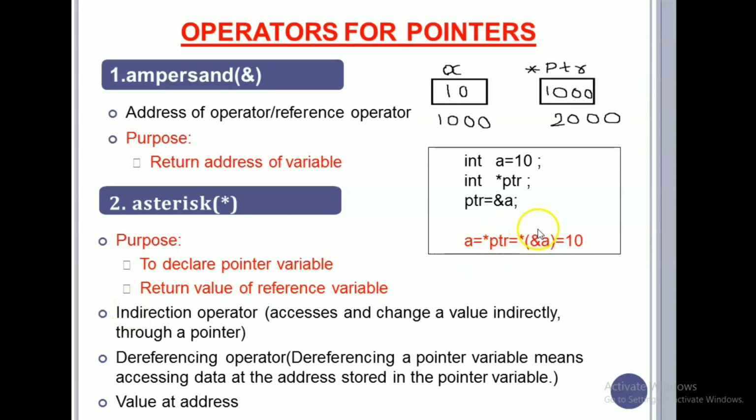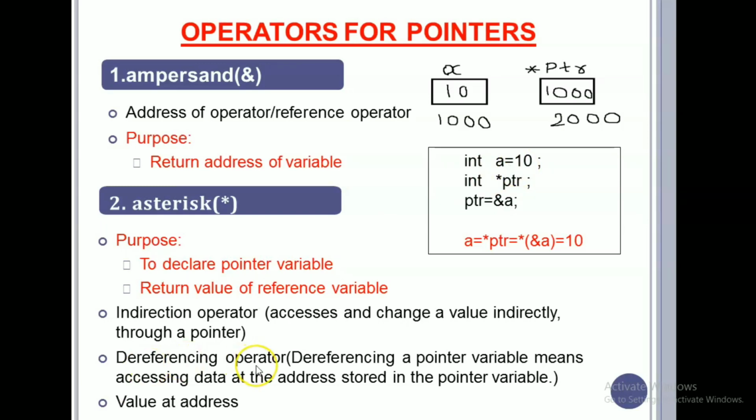This concept that we already discussed is considered an indirection operator and a dereferencing operator. First is the indirection operator, that is, we can access and change the value indirectly. If I write asterisk PTR is equal to 20, after this your A value will be updated to 20 because A equal to asterisk PTR. So this asterisk symbol is called an indirection operator. Through the pointer it is possible for you to update the value of A.